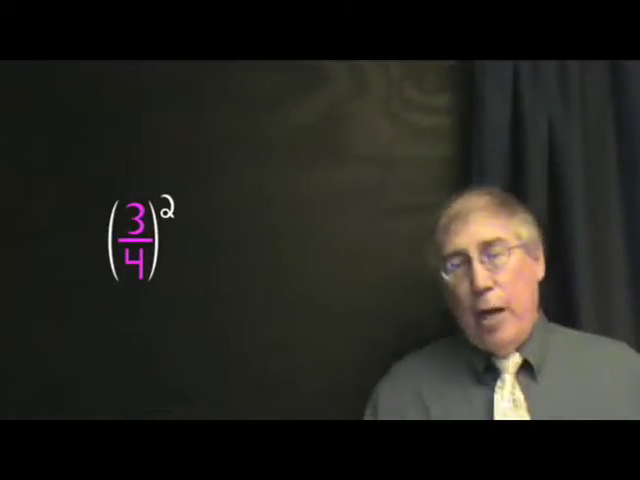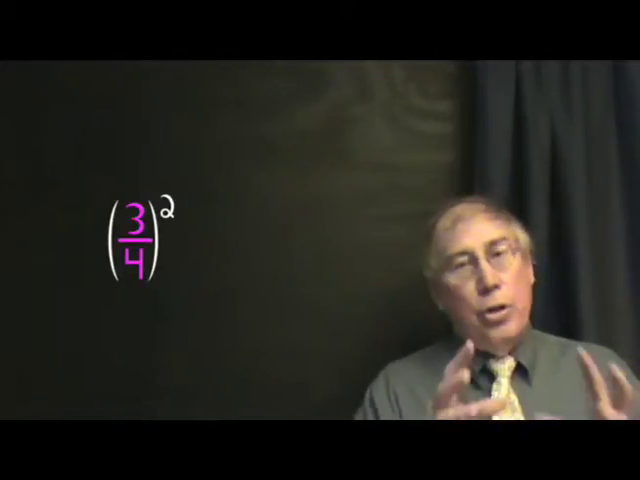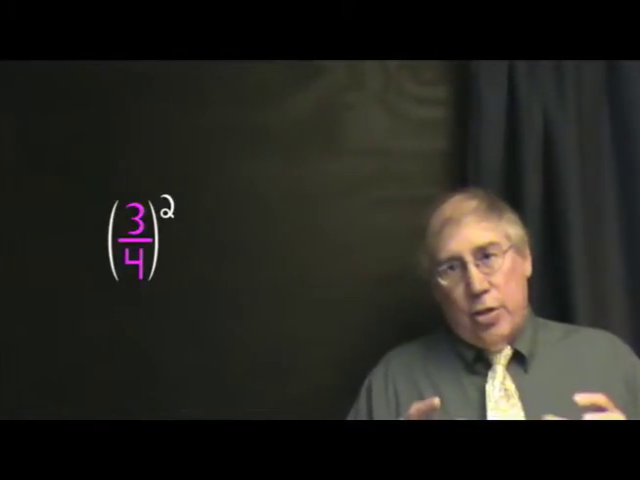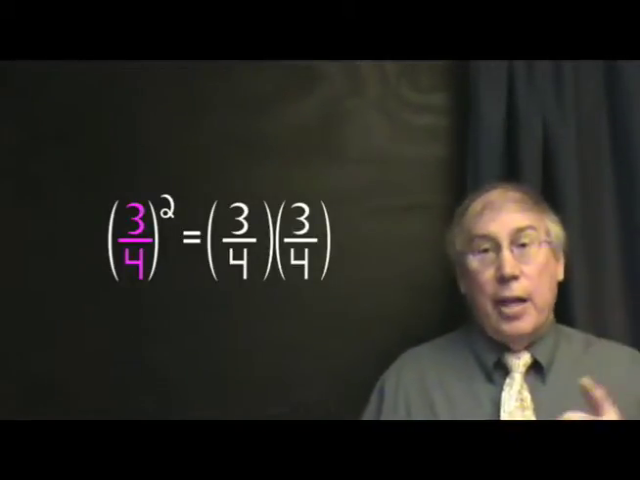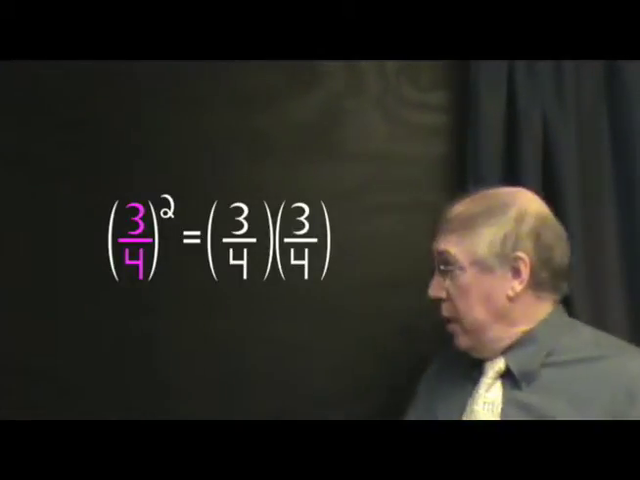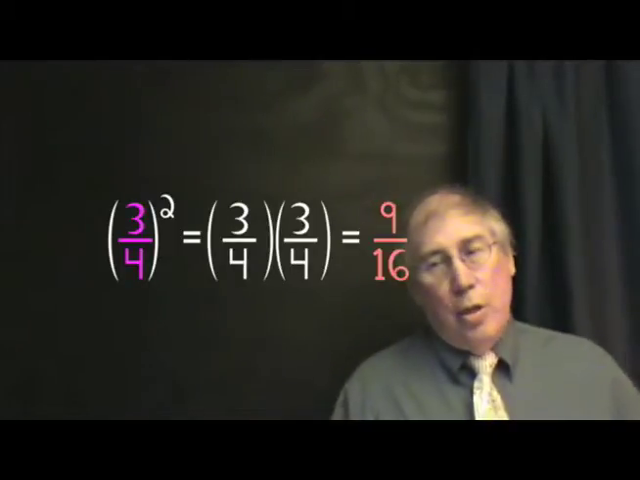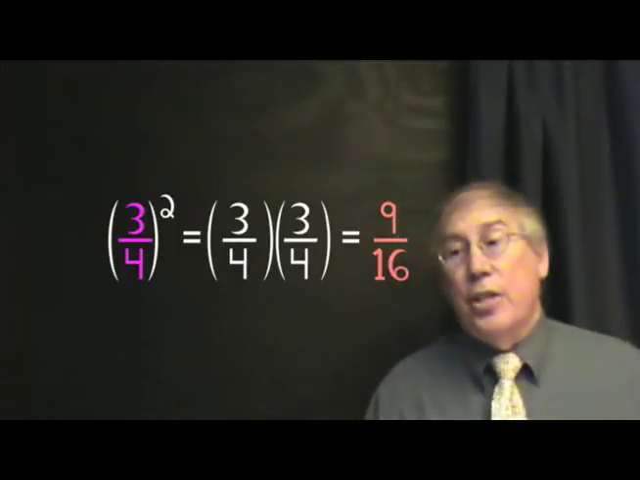Now here we have a fraction that's squared, and what you're going to do is take the numerator, multiply it times itself, then take the denominator and multiply it times itself. We can't do any canceling, so we'll just do that multiply and get 9/16.